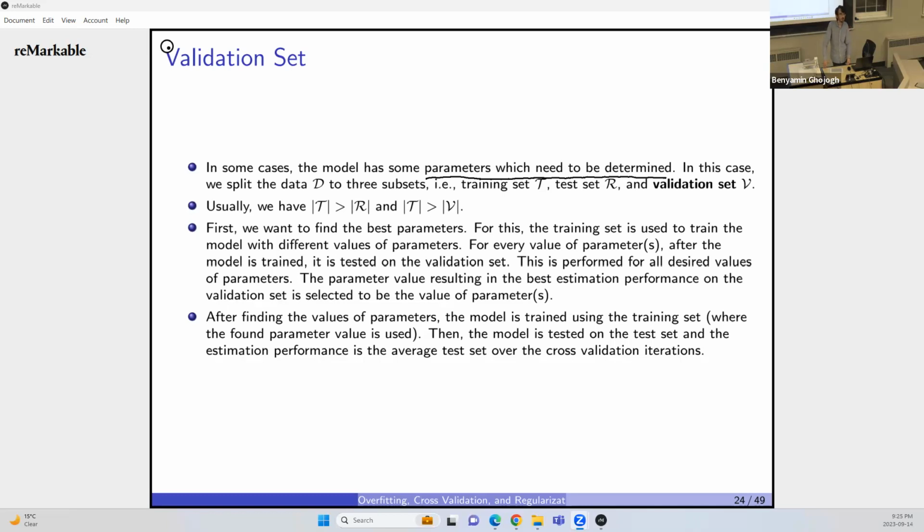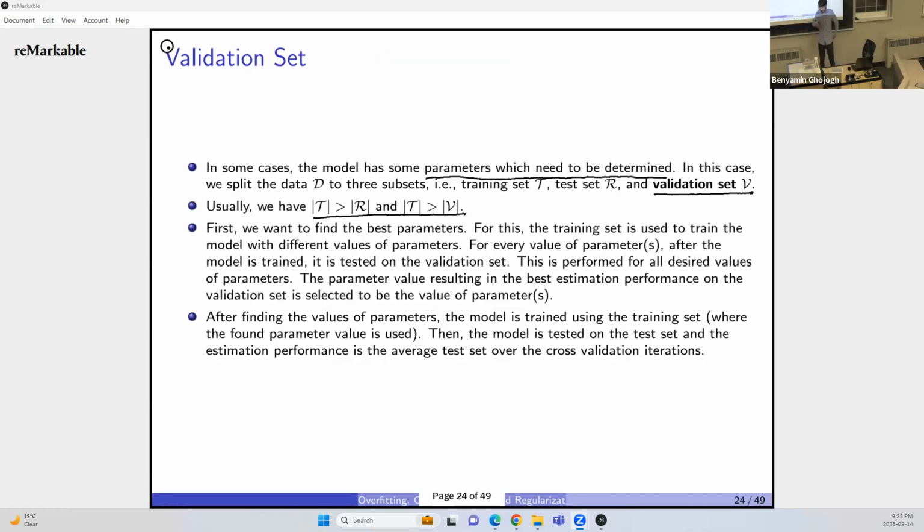How do we determine them? In this case, we will have a validation set, V. Then we split our data into 3 parts: training set, test set, and validation set. Usually, the training set is larger than both the validation and test set. So what do we do for this?